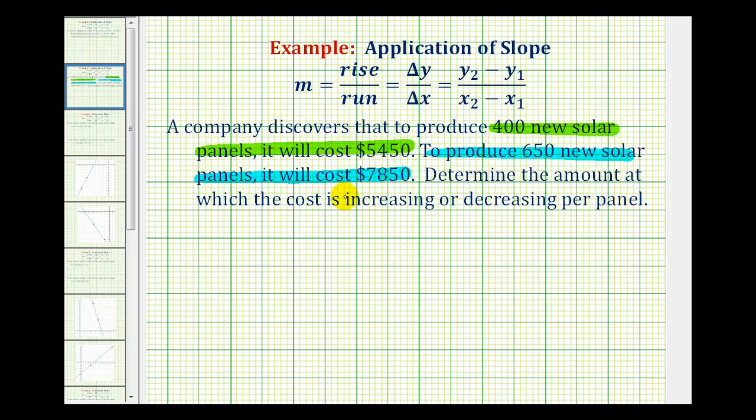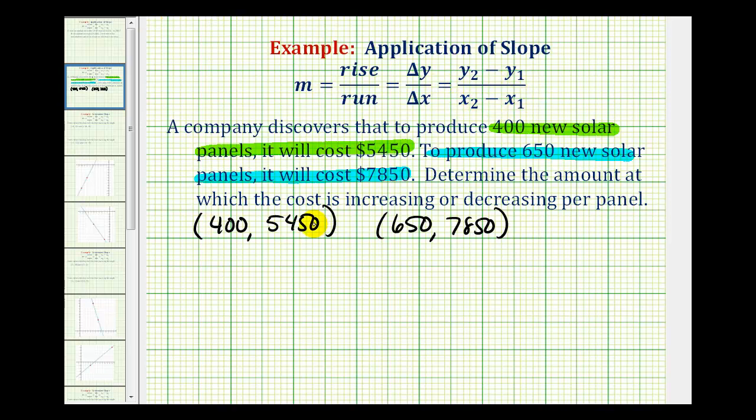Well, we can determine the average rate of increase or decrease by treating the given information as ordered pairs, and then determine the slope that would pass through those 2 points. So from the given information, we let the coordinates of the first point be 400, 5,450. So the x-coordinate represents the number of panels, and the y-coordinate is the cost. So the second point would have coordinates 650, 7,850. And now we can use the formula here that finds the slope of the line passing through 2 points.